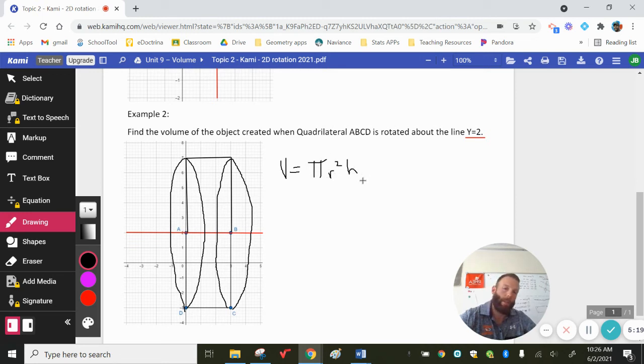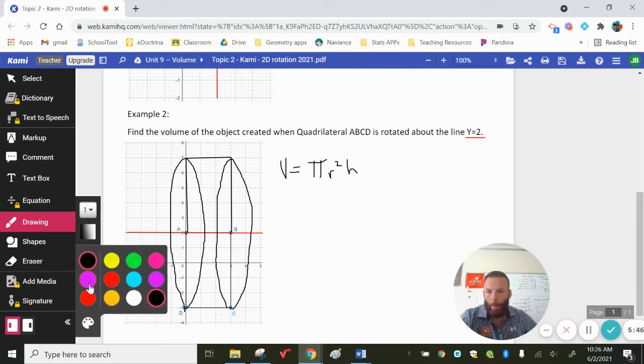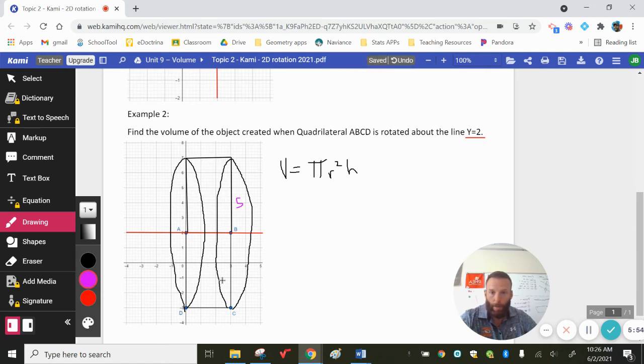The one thing that's challenging about this particular one is the cylinder is sitting horizontally. So the height is not the distance from top to bottom. The height is the distance from circle to circle. The radius is the distance from the center of the circle to the edge of the circle, so from B to C, or from A to D. In this case, my radius length is from 2 to 7, so the radius is 5. The height is the distance from the circle on the left to the circle on the right, from 0 to 3, so the height is just 3.